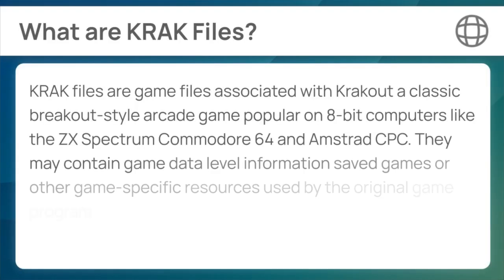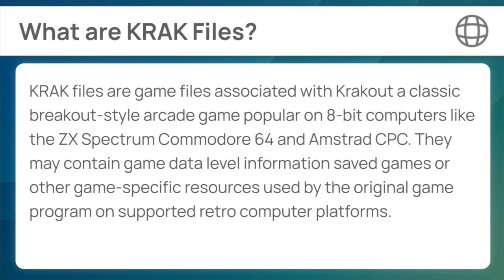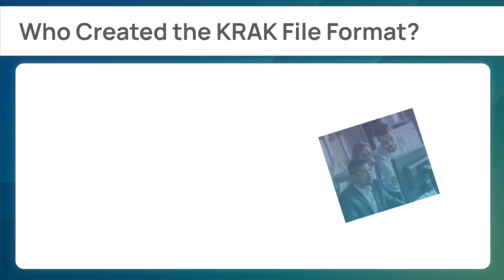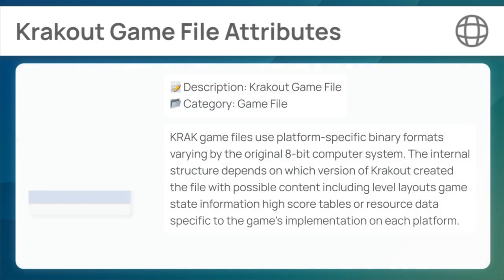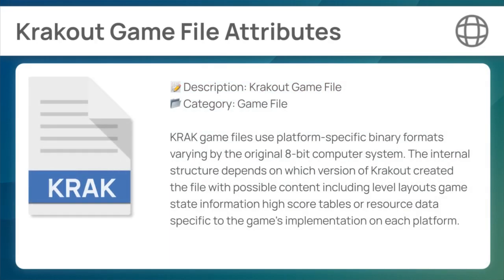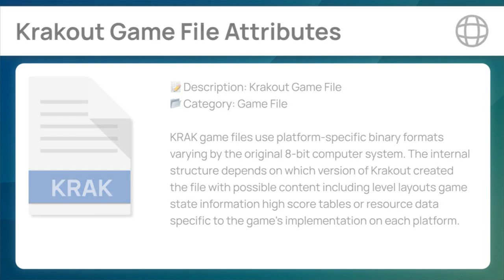KRAK files are game files associated with Krakout, a classic breakout-style arcade game, popular on 8-bit computers like the ZX Spectrum, Commodore 64 and Amstrad CPC. They may contain game data, level information, saved games, or other game-specific resources used by the original game program on supported retro computer platforms. KRAK game files use platform-specific binary formats, varying by the original 8-bit computer system. The internal structure depends on which version of Krakout created the file, with possible content including level layouts, game state information, high score tables, or resource data specific to the game's implementation on each platform.